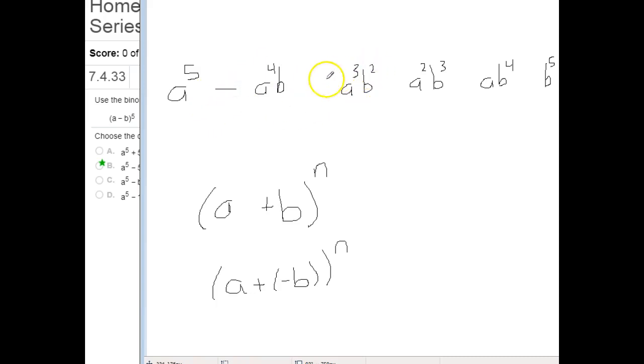When you square a negative value, it becomes positive. When you raise it to an odd exponent again, it's negative. An even exponent, it's positive. And then any negative value to the 5th power is negative.